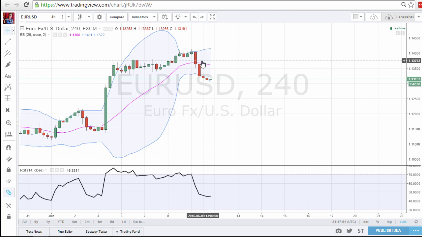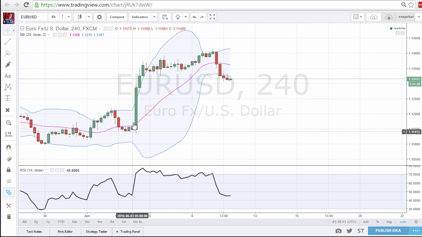Then the next clue came after this long red candle. We broke the moving average. It's again very nice to see that price reacts very nicely to the moving average, and this was my entry that I took a few hours ago. I'm still short in this one.